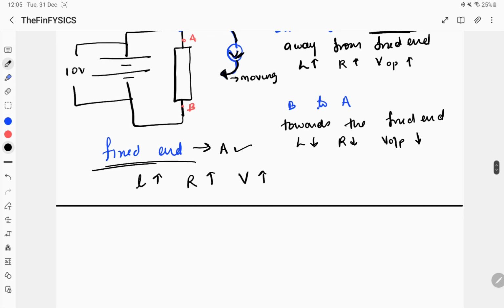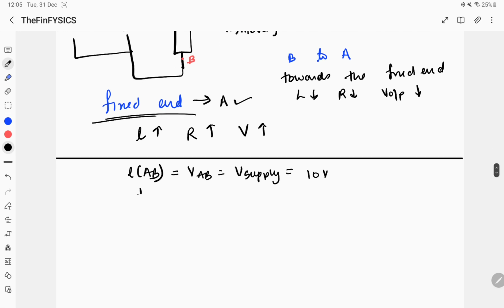Another way to understand this: I know for the total length AB, my voltage across AB has to be the voltage across the supply. It has to be the voltage of the supply, which is 10 volt, which means if I am halfway at the length of AB, my voltage across the length will be half of 10, which is 5 volt.